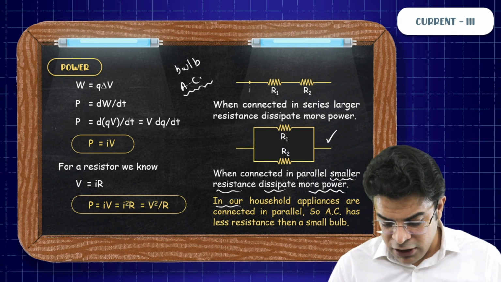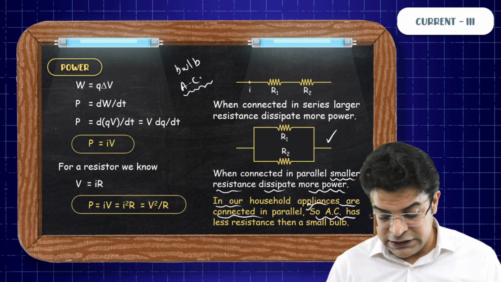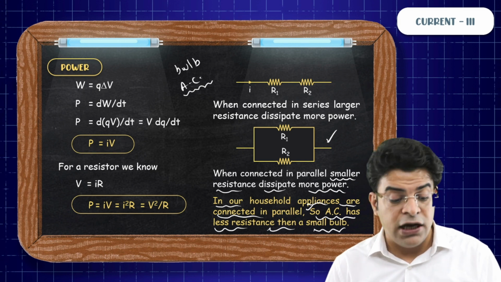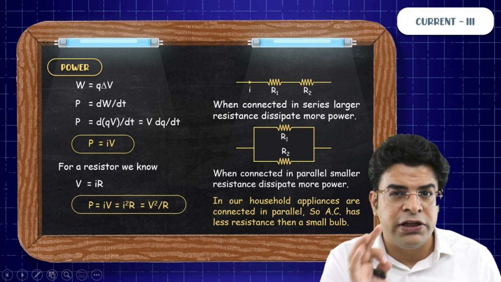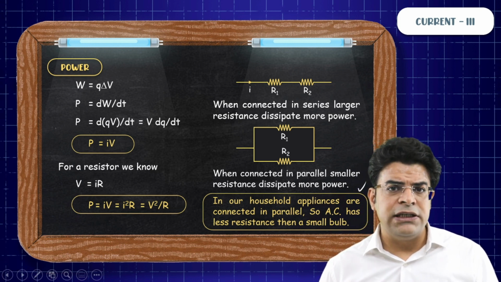So, in our household, appliances are connected in parallel. Yes, sir. So, AC has less resistance than a small bulb. Keep this small thing in mind. It will help you understand power much better. So, let's see a question.